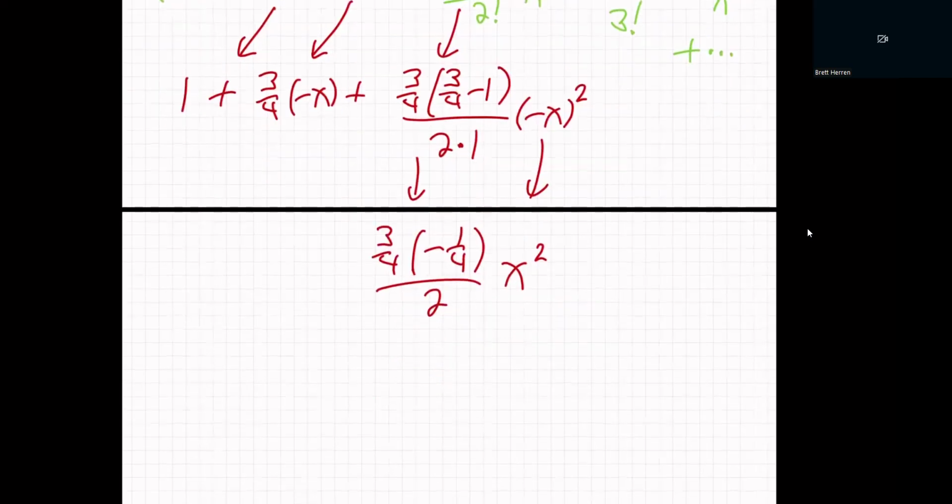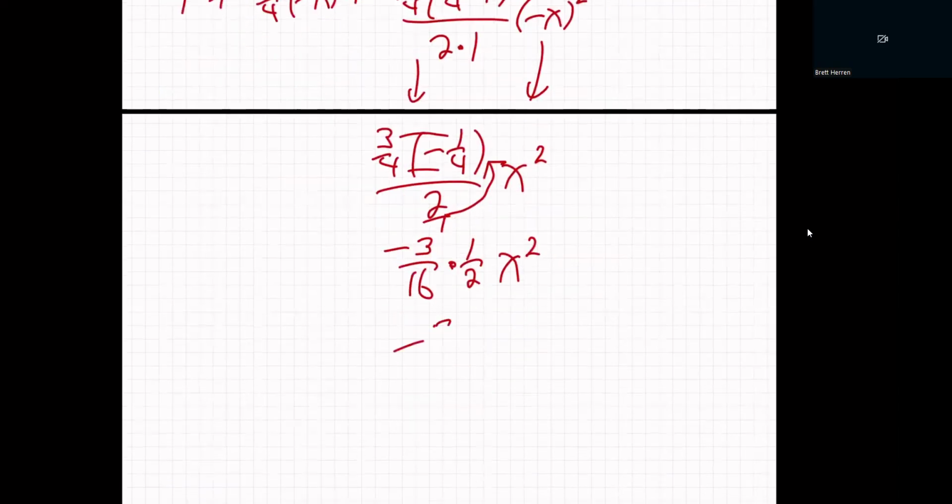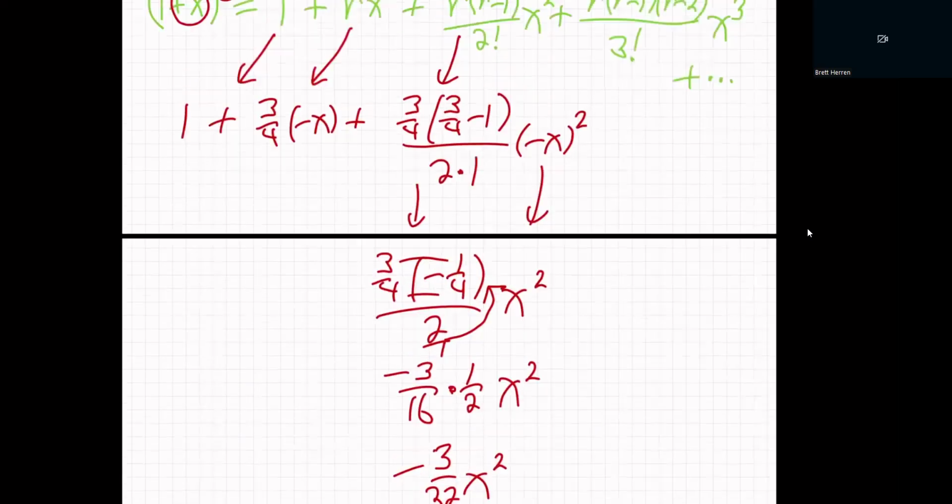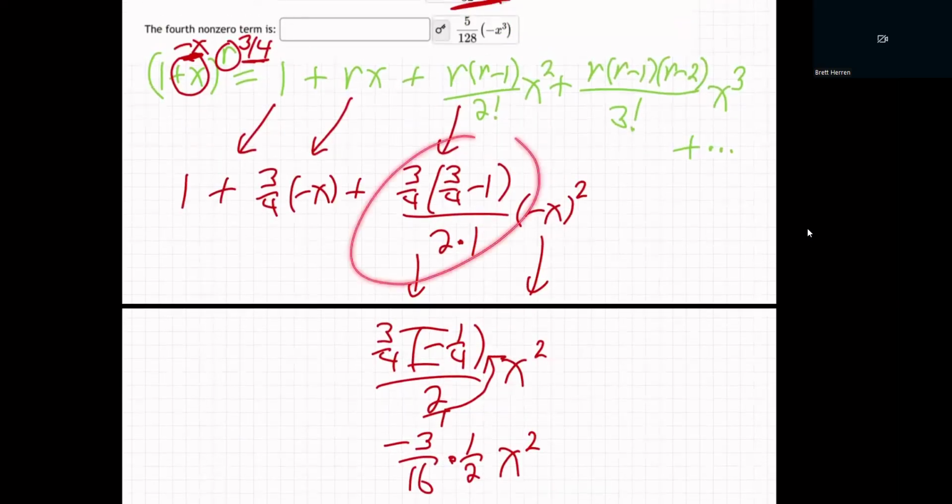You can do this on Desmos too. If you multiply this, it's going to be 3 times 1, and 4 times 4, so minus 3/16. And that 2 is 2 over 1, so I flip it up to multiply by 1/2 x squared. So it's minus 3/32 x squared. Is that what they got? Yep, minus 3/32 x squared. That's the next term. And again, you could just type all this into Desmos. It'll do it much faster.